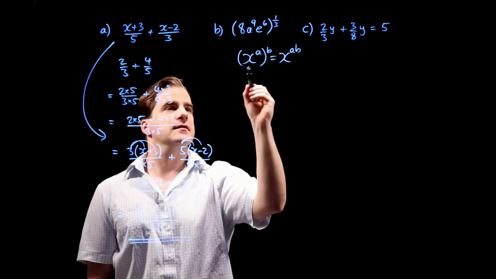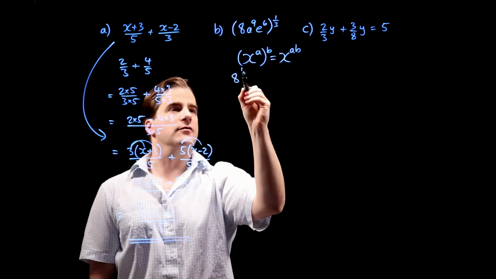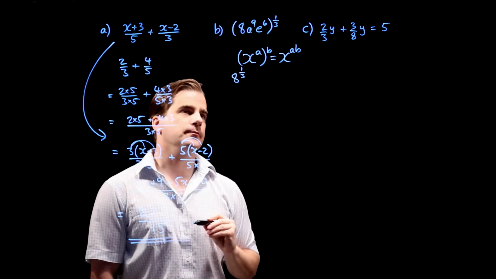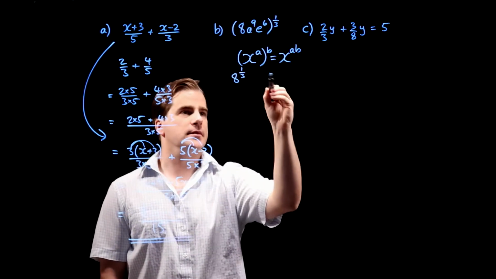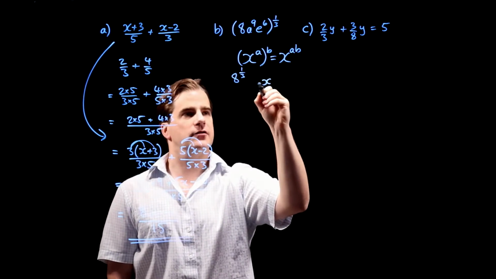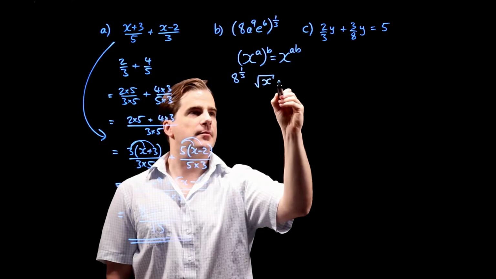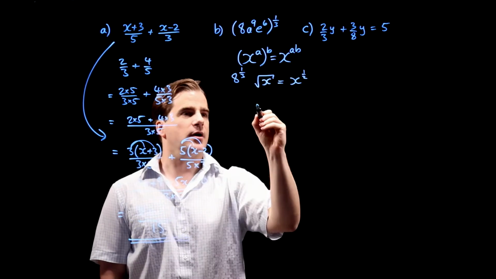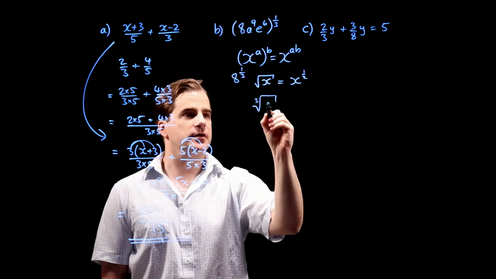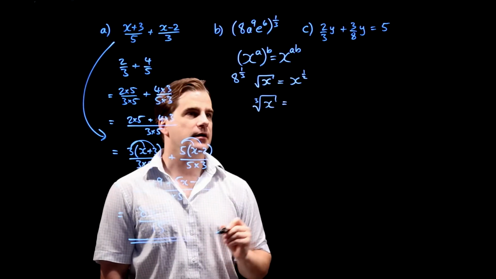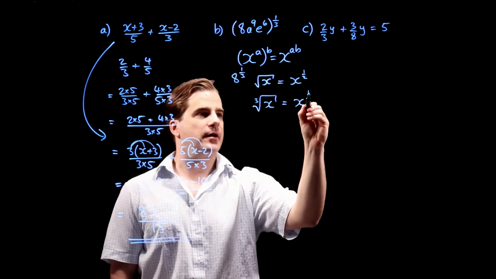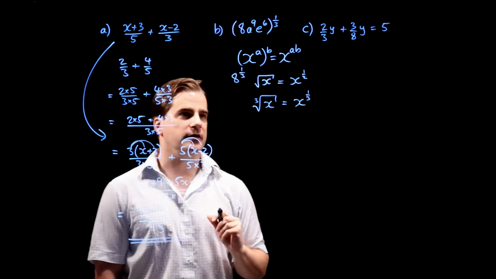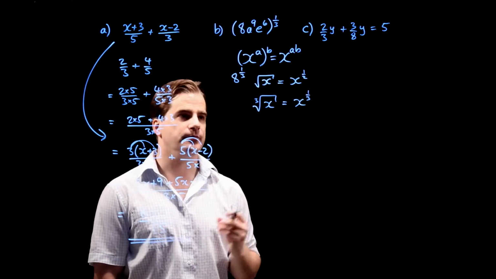So, 8 to the power of a third. Well, the square root of something can be written as the something to the power of a half. And likewise, the cubed root of something can be written as the something to the power of a third. So 8 to the power of a third is the same as the cubed root of 8, which is 2.